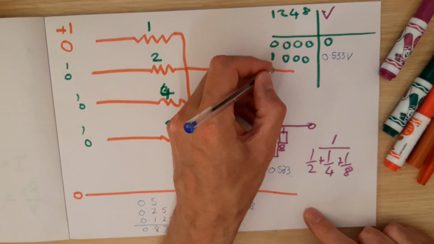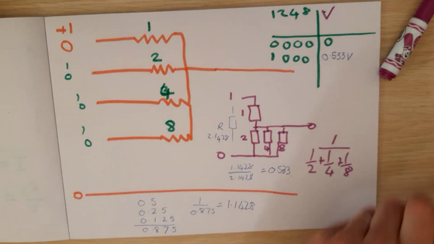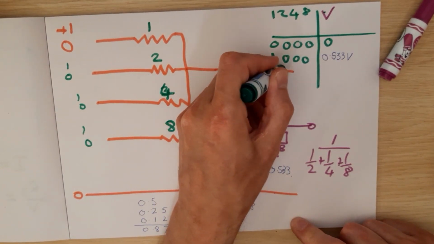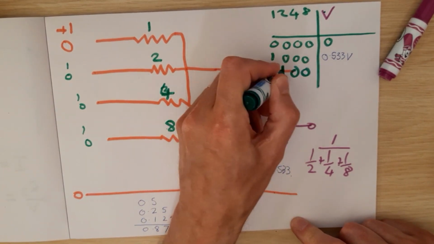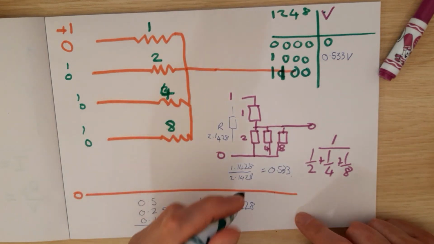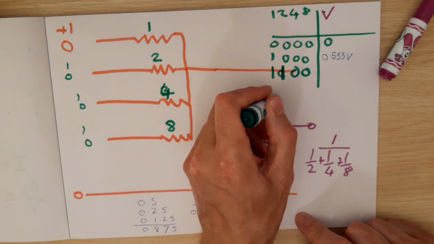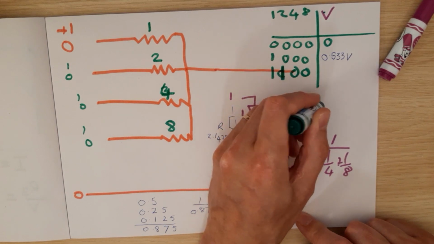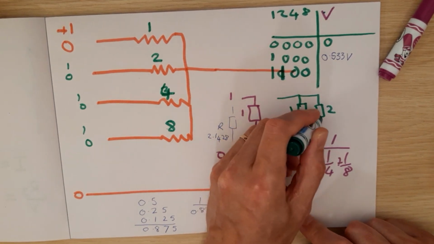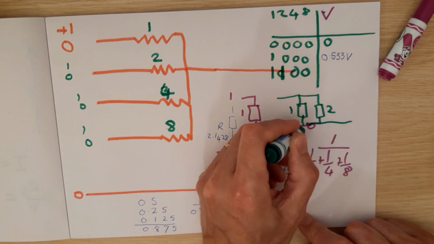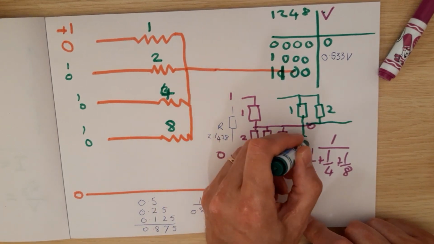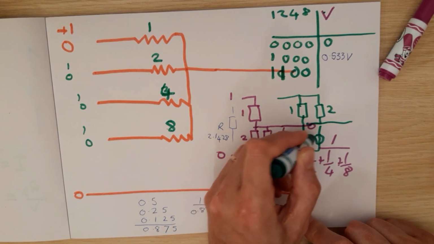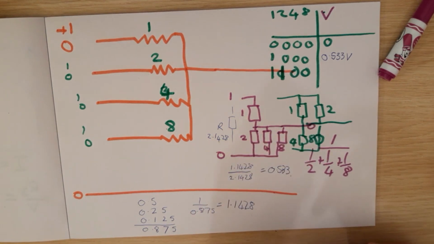What happens if we maybe put this one also? So the 2 ohm, so we've got a new circuit now. We've got a 1 ohm and a 2 ohm against a 4 and an 8. So we'll have to do the maths again.